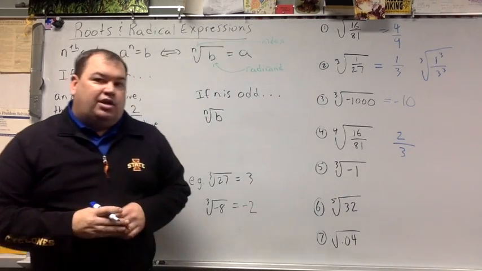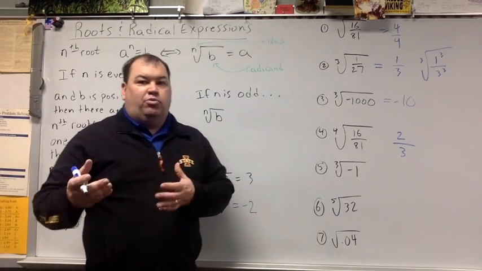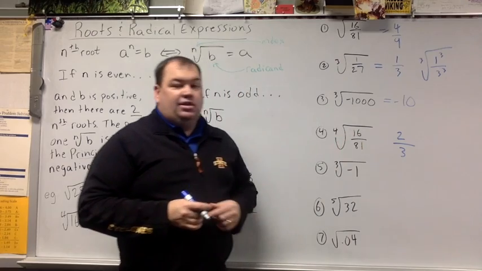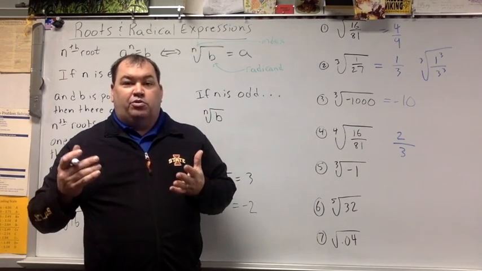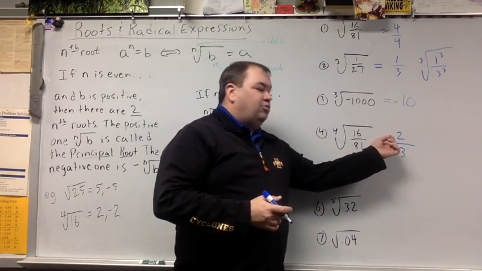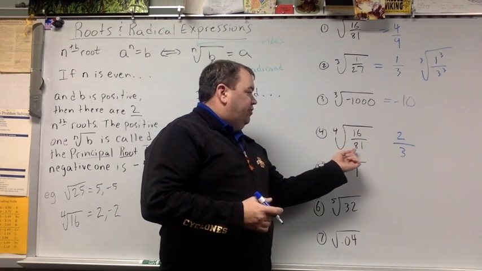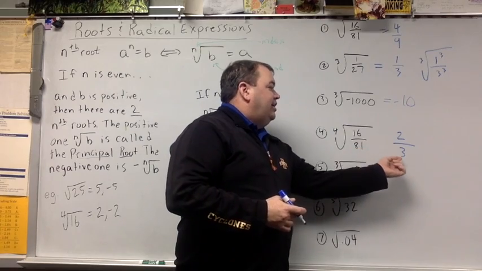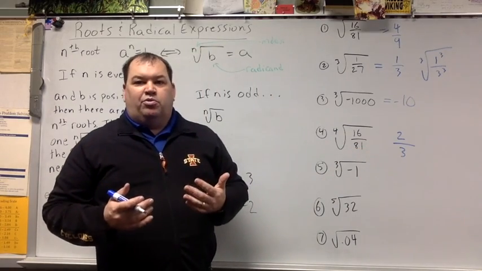Now, the fourth root's kind of unique because it's actually square rooting twice. So the square root of 16 is 4, but the square root of 4 is where the 2 comes from. The square root of 81 is 9, and the square root of 9 is 3. So I'm actually square rooting twice.